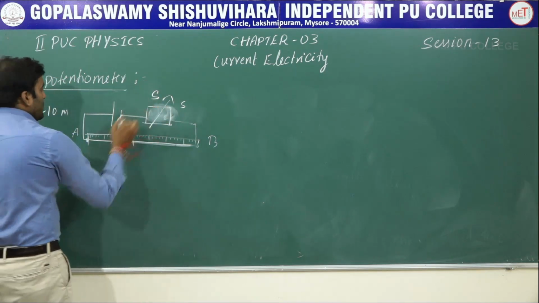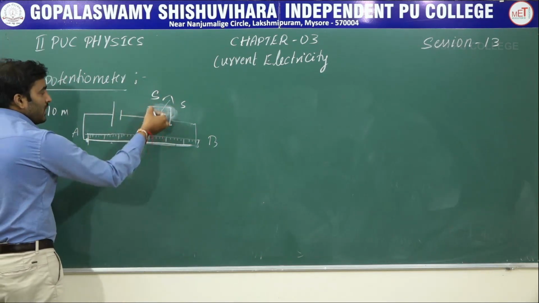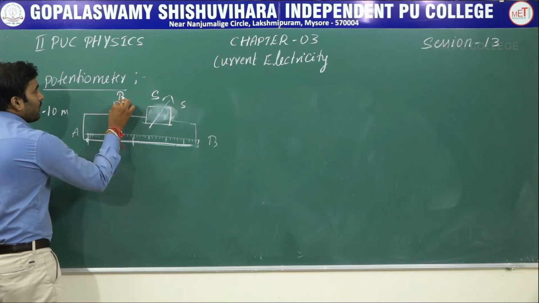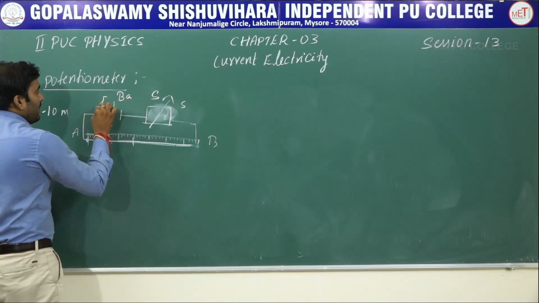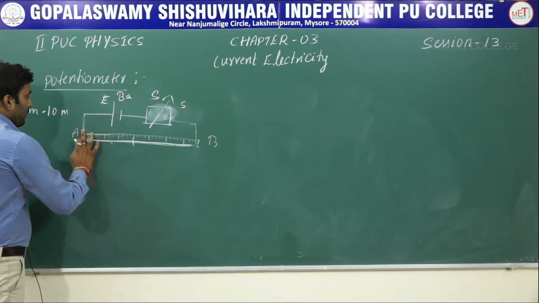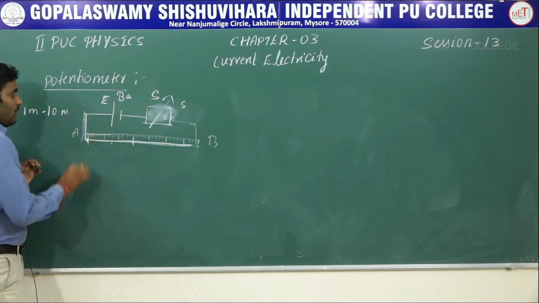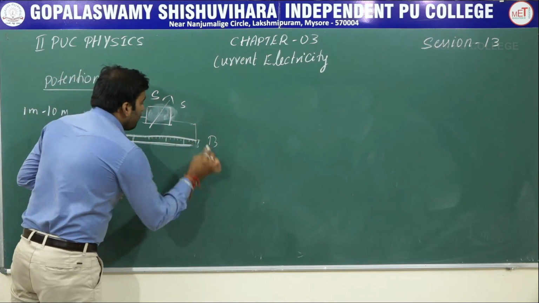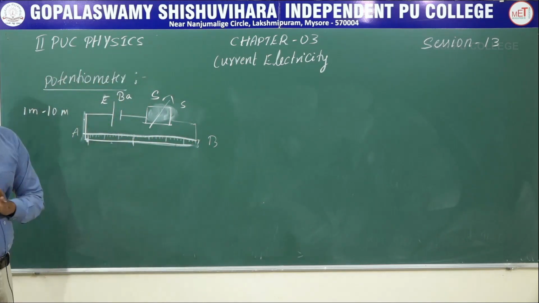Now, using the potentiometer, let's find out how to compare the EMFs of two cells. This is a standard resistance. Sometimes we use a rheostat here. This is a battery having an EMF of E. This forms the primary circuit of the potentiometer.